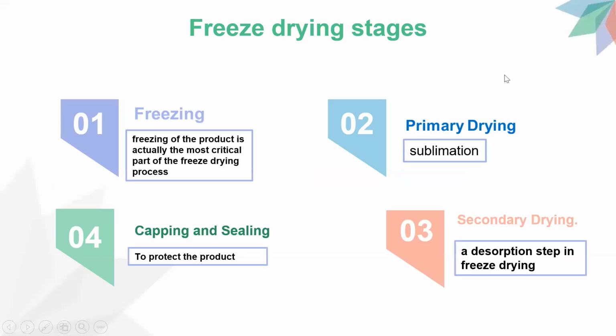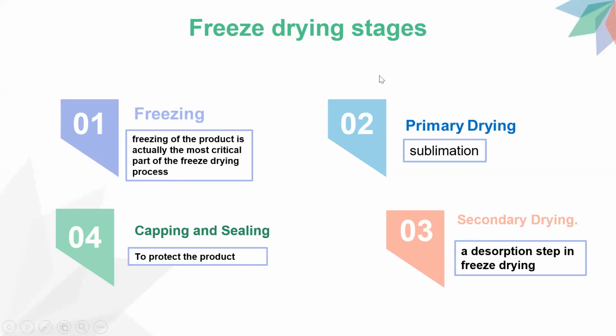Freeze drying stages. There are 4 main stages for freeze drying. Number 1, freezing. The freezing of the product or freezing of the sample is actually the most critical part of the freeze drying process. This can be done either by cooling the sample in a special freezer or by cooling the shelf temperature of the cooling system in the freeze dryer. The freezing process is very important in order to separate the water from the sample as ice crystals to enable its drying in the second stage.